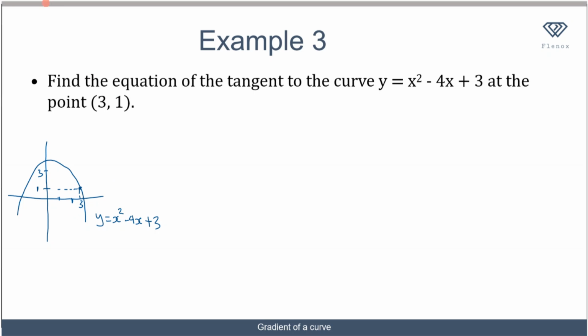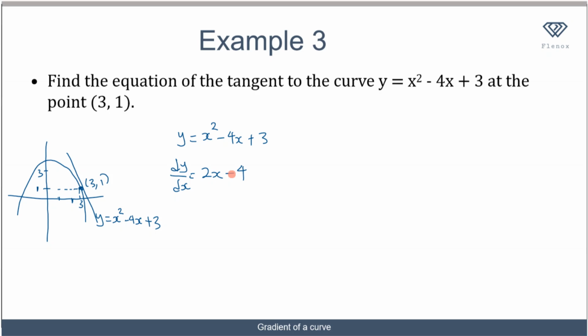Now when I have this point, I'm told to find the equation of the tangent at this point. So when I draw a tangent touching that point in particular, I'm told that the coordinates there are 3 and 1. Now I'm told to find the equation of this tangent. So how would I do that? The first thing I want to do is to calculate the gradient function of this particular curve. To find the gradient function, I know I have to differentiate the equation of this curve. So for the curve, y is equal to x raised to power 2 minus 4x plus 3. So the gradient function, which is dy over dx, will be equal to what? It will be equal to 2x minus 4.